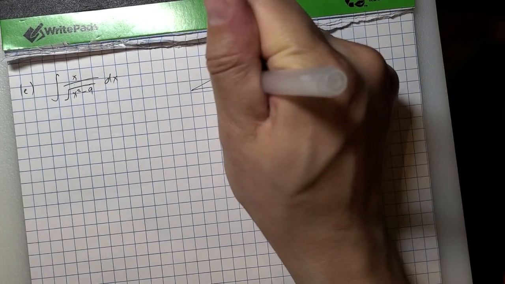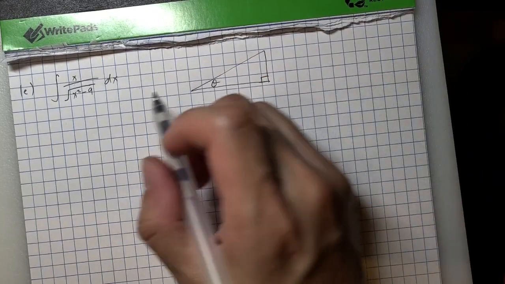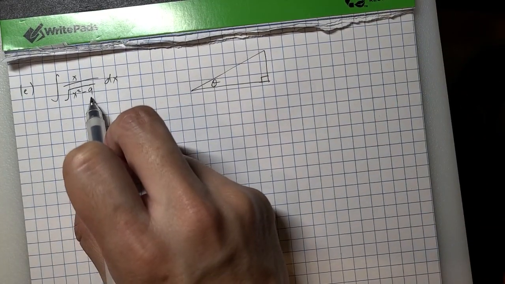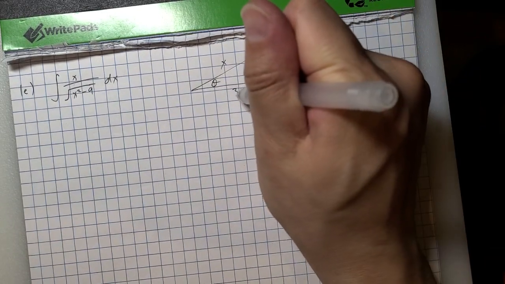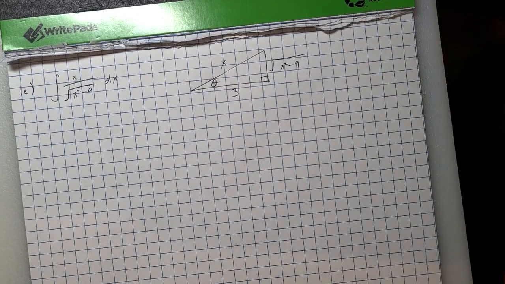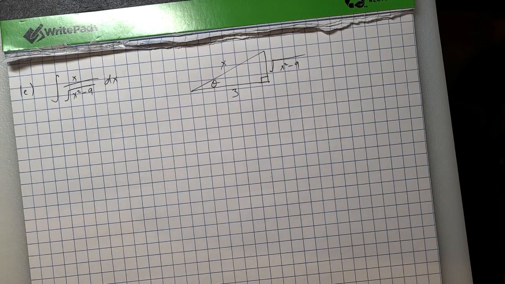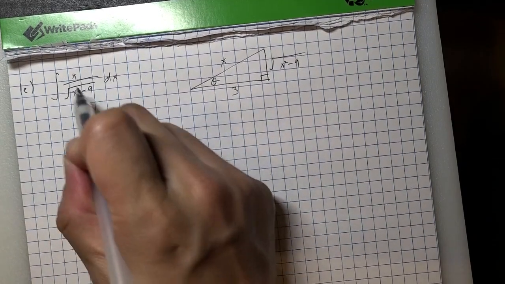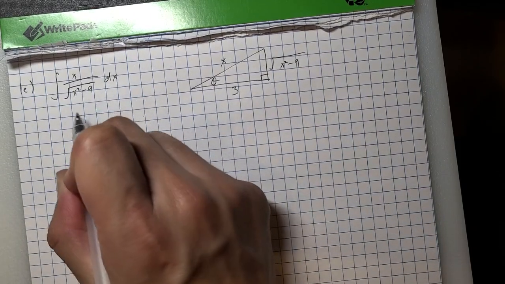If you've seen me do trig sub before, I always set the triangle first. Since it's something squared minus something squared, x would be the hypotenuse, 3 would be one of the sides, and square root of x squared minus 9 would be the other side. If you do the Pythagorean theorem, it works out. We want to write everything in this integrand in terms of theta. We need x, we need dx, we need the square root.